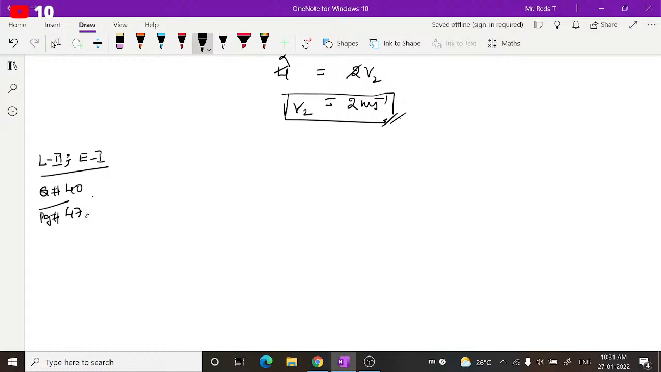Next, question number 41. Let us do the next question, number 41. Let's do this fast. If anyone has not completed, you can pause it and copy it, and you can go ahead afterwards also. Next one, question number 41.